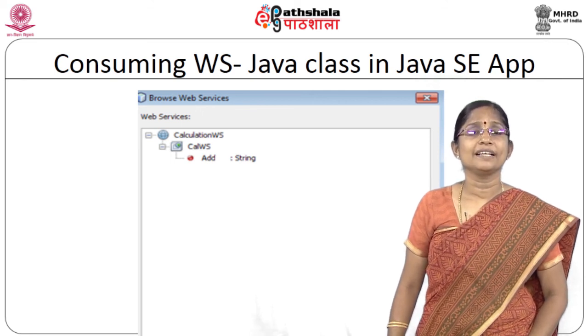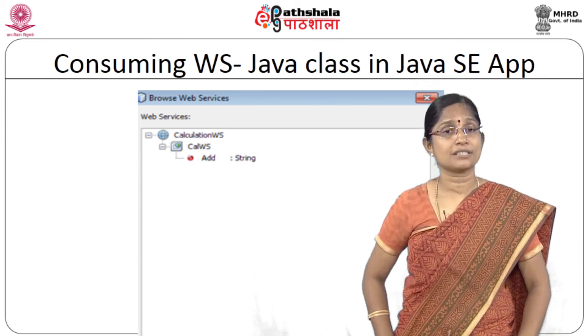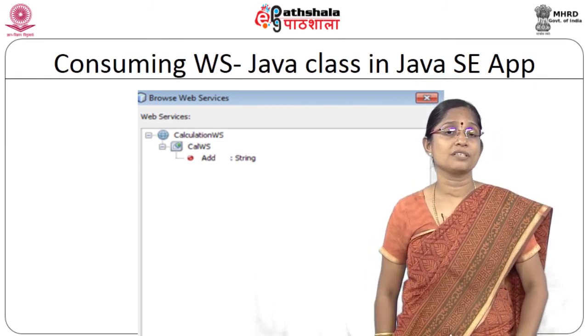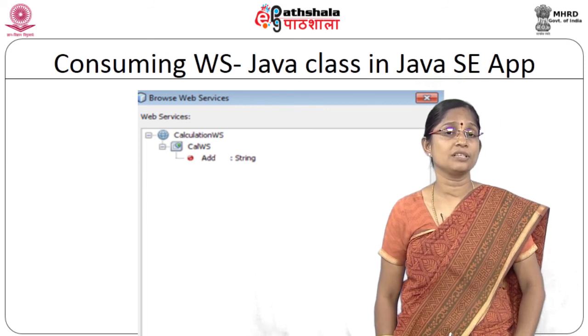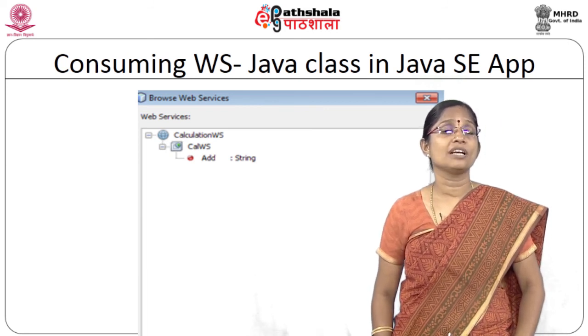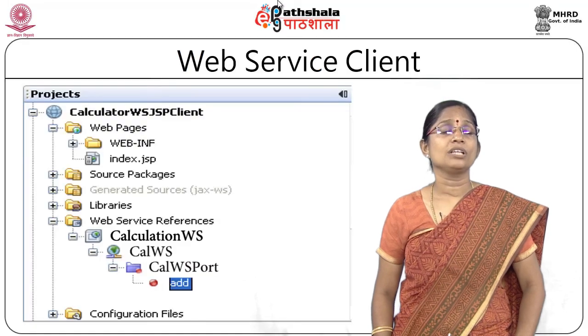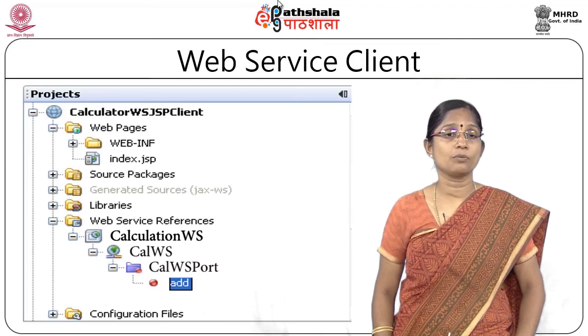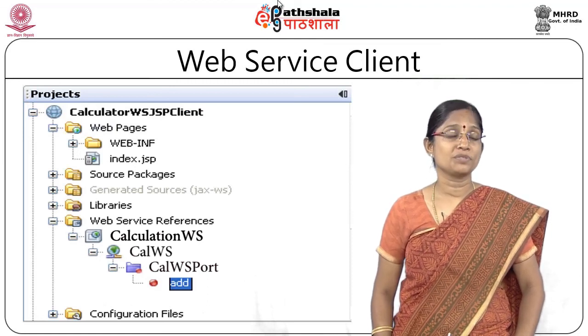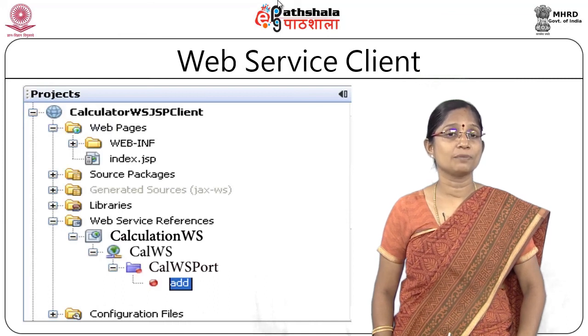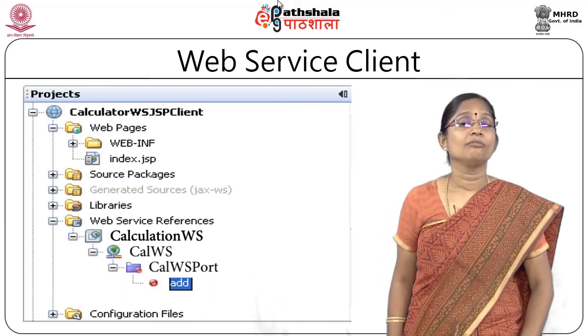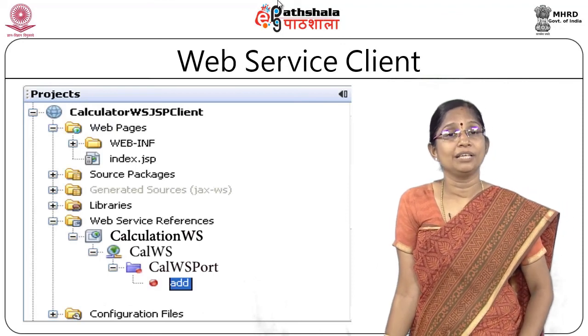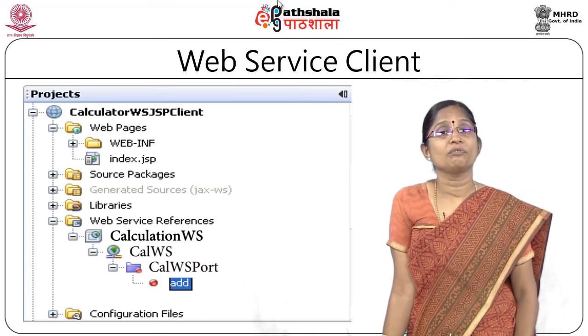This is what we discussed earlier. This is our web service, about the creation of our web service. Our web service name is CalculatorWS. Now we can speak about the web service client, which we have created as CalculatorWSJSPClient. Again you can go and expand the Web Service References. If you go through the Web Service References, the CalculatorWS web service is available. Here you can see the add method is available. This is the same thing we did with Java also.